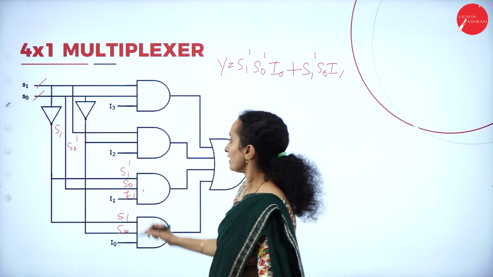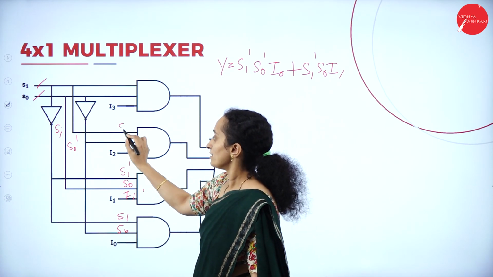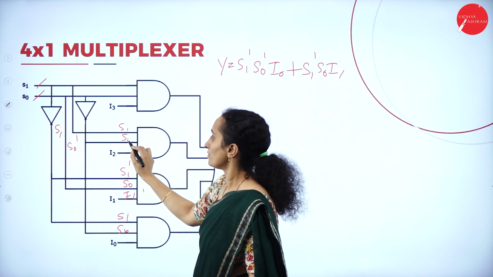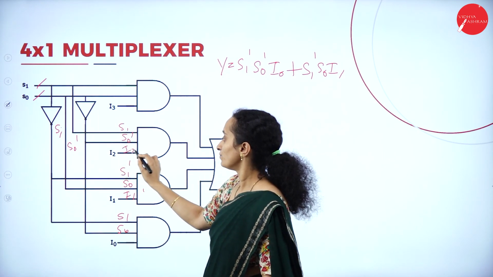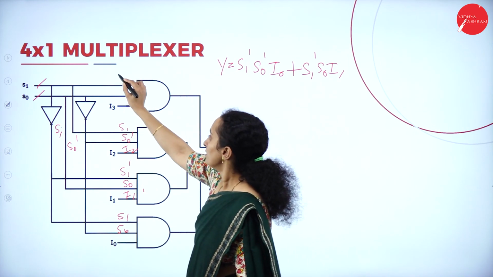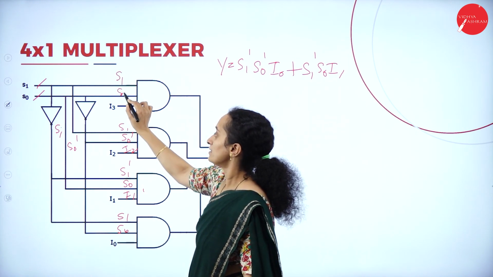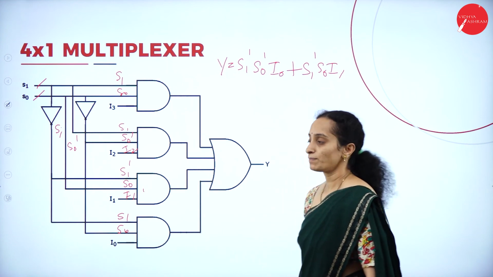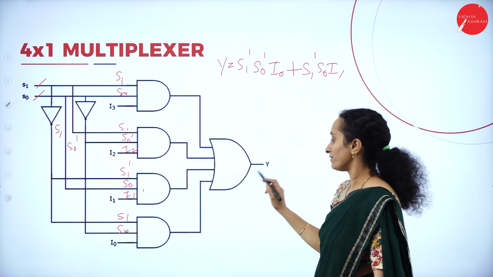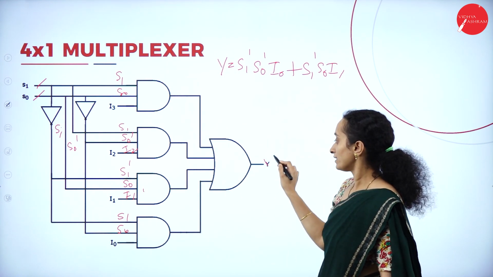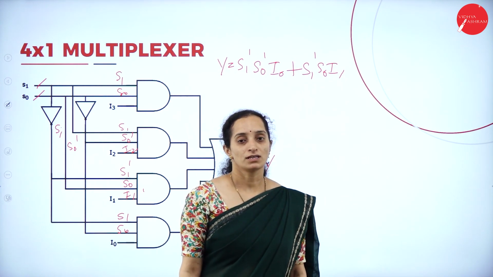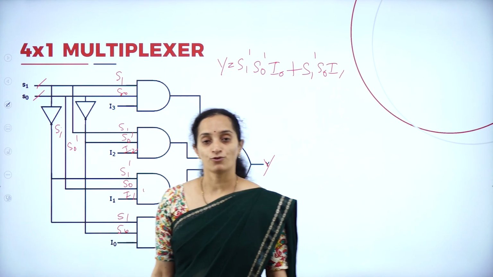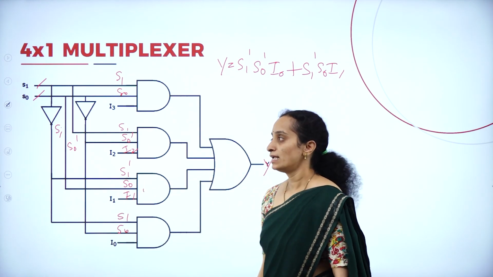Then we have S1, S0 dash coming from the NOT gate, and I2. Then we have S1, S0, I3. All will be applied to an OR gate to get the final output, that is Y. Okay. We can use the 4x1 multiplexer like this.